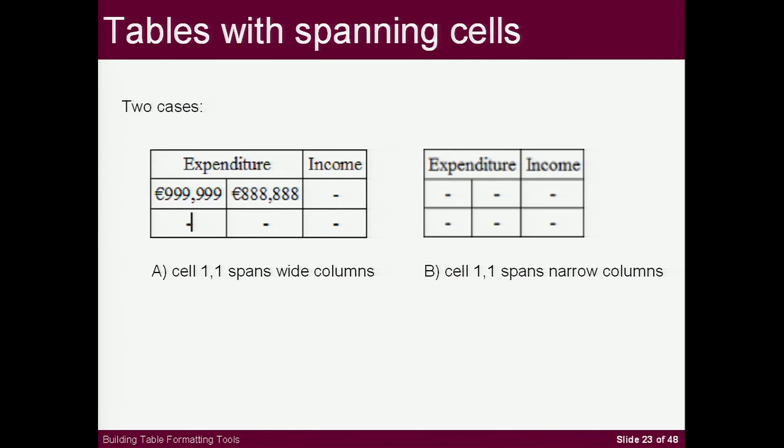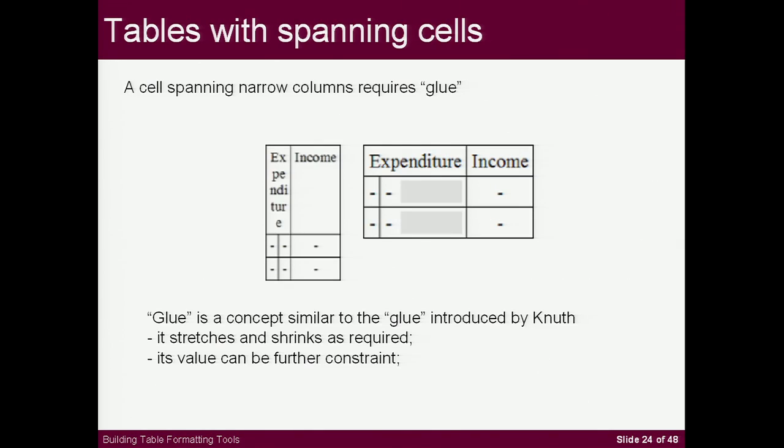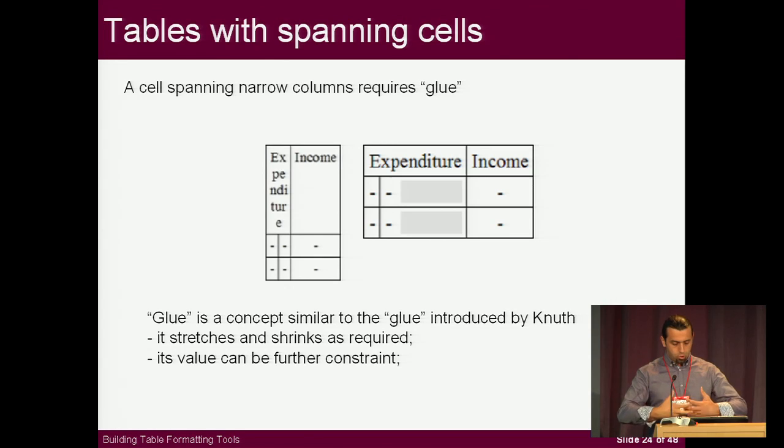We identified 2 cases. In case A, cell 1,1 spans wide columns, and in the second image, cell 1,1 spans narrow columns. To solve the problem where the cell spans narrow columns, we introduce the concept of glue. Glue is similar to the way Knuth introduced glue in paragraphing. It shrinks and expands as required.